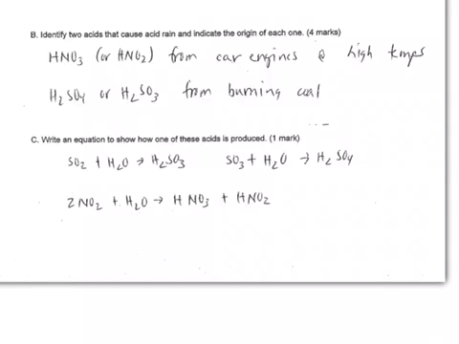And so C, write an equation to show how one of these acids is produced. SO2 will combine with H2O to form H2SO3. SO3 combines with H2O to form H2SO4. And NO2 combines with H2O to form the HNO3 and the HNO2 both. And another option would be for NO to combine with H2O and form HNO2.